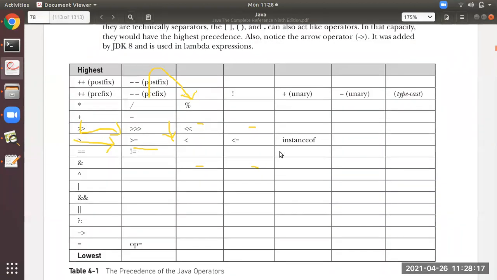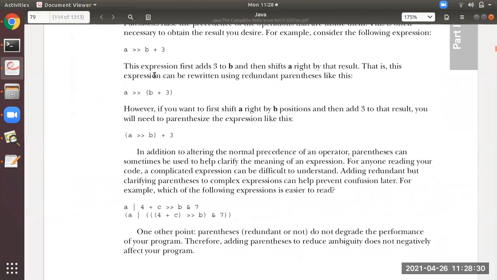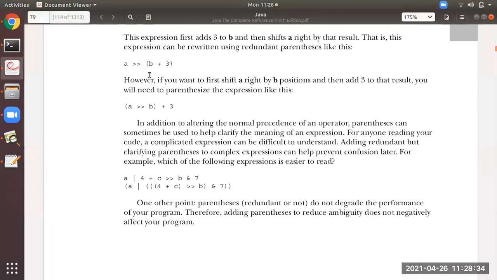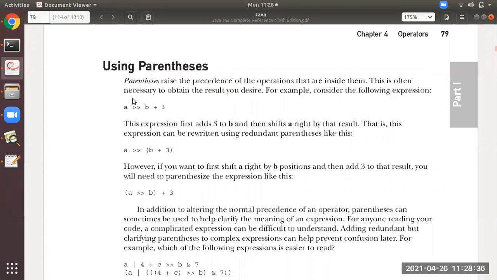Operator precedence, just look at this table. This is the precedence of the operators in Java. We'll see it with a simple example in the next class. It's very simple. It will take one more 2-3 minutes.